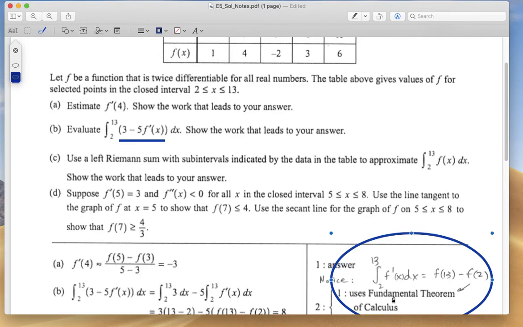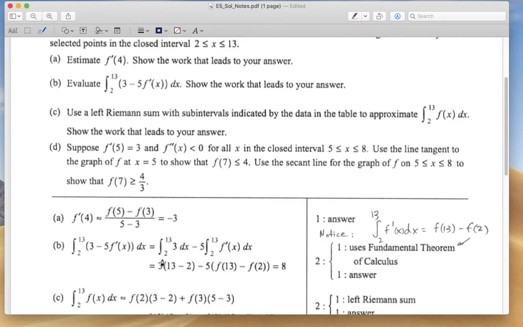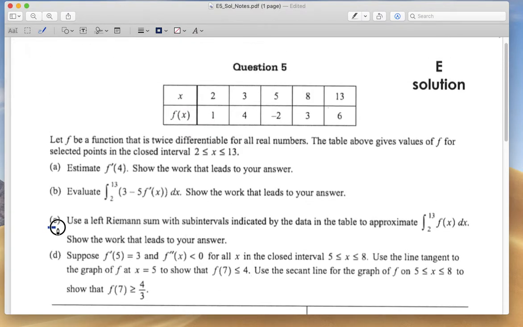So if I had this multiplied by 5, and then 3x minus that evaluated at 13 and 2, that would give me the answer. You notice that's what they did. There's the 3. There's 5 times that antiderivative. All right, there's our answer of 8. Part C. Use a left Riemann sum with subintervals indicated by the data to approximate this definite integral.